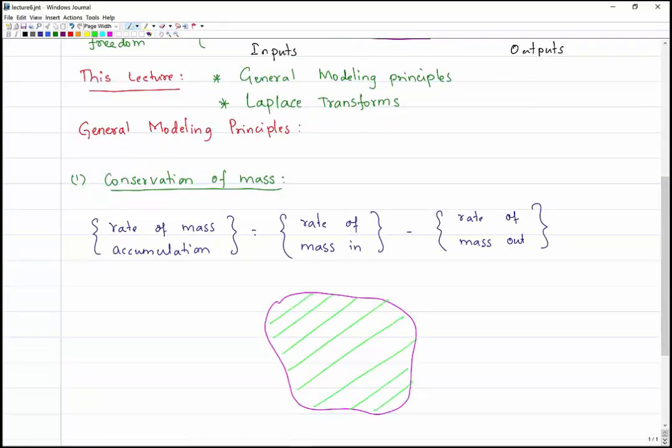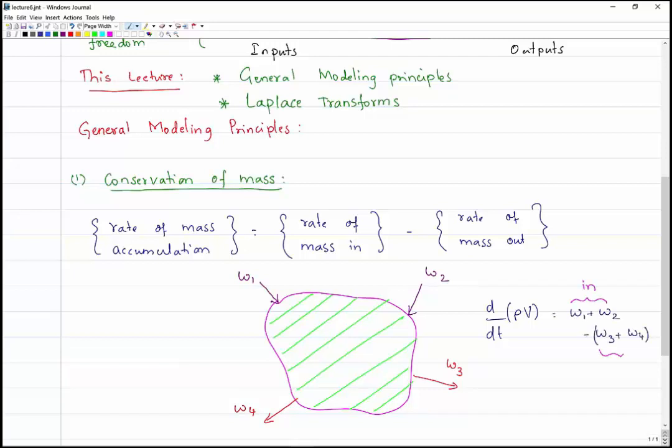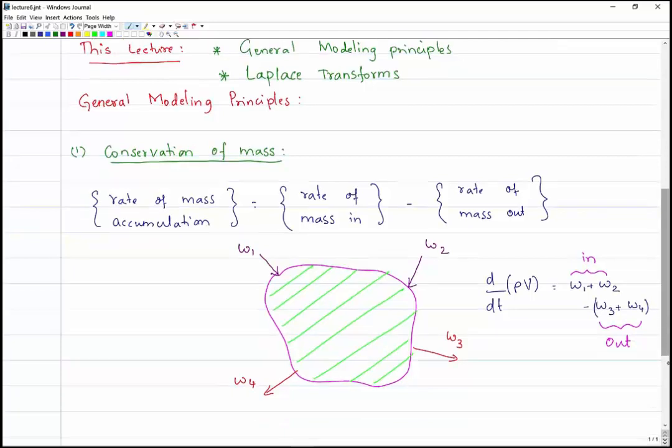For instance, if you have an arbitrary system with a certain volume, you could have a number of streams entering the system and a number of streams leaving the system. In this figure here, W1 and W2 are the 2 streams entering the system, W3 and W4 are the streams leaving the system. We can apply conservation of mass and develop a differential equation that defines the dynamics of this system. rho times V is the mass, and its derivative must be equal to W1 plus W2, the incoming streams, minus W3 plus W4, the outgoing streams.